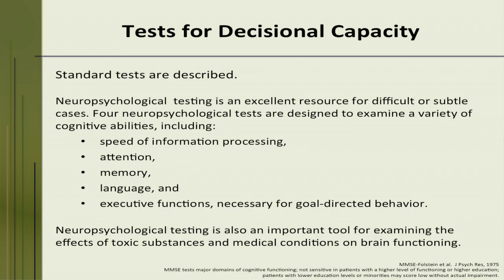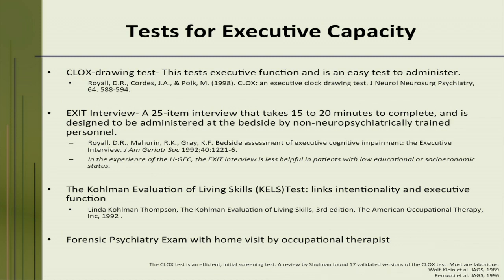And so with neuropsychological testing, it is an excellent resource for difficult or subtle cases. Neuropsychological tests are designed to examine a variety of cognitive abilities, including speed of information processing, attention, memory, language, and executive functions necessary for goal-directed behavior. And then also neuropsychological testing is an important tool for examining the effects of toxic substances and medical conditions on brain functioning. So what are some tests for executive capacity?